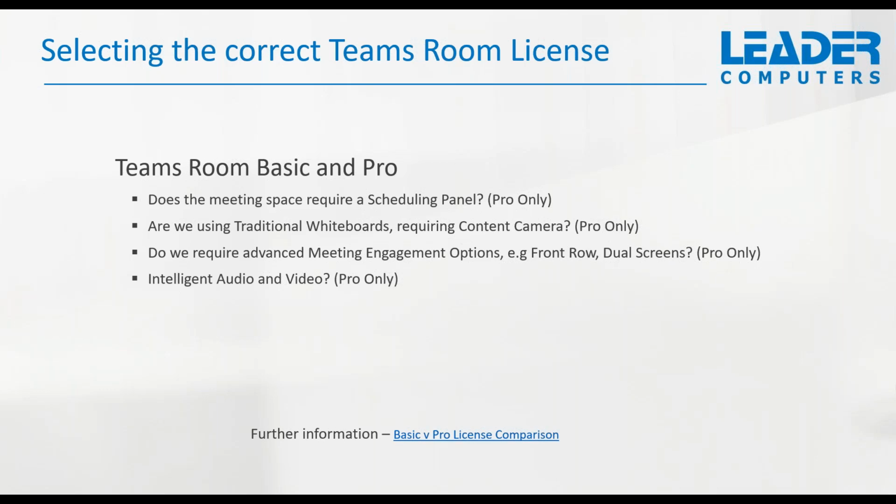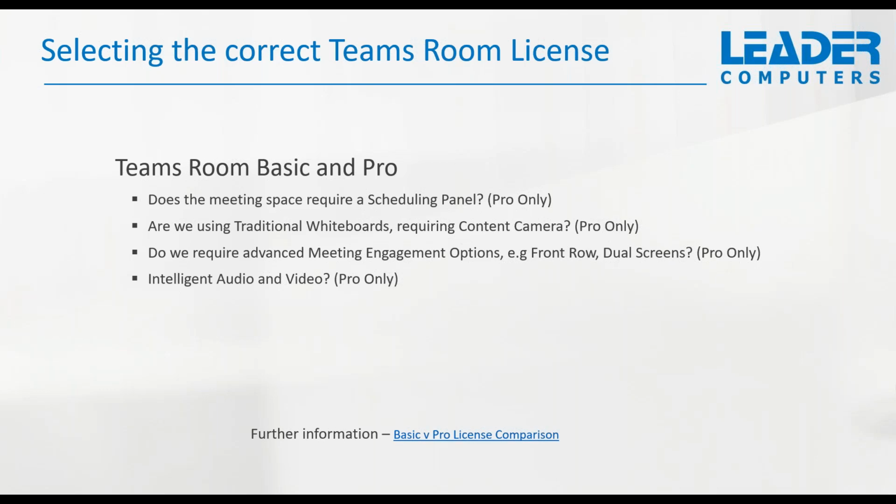The basic license is a free license that you can get from Microsoft, and every Microsoft tenant will have a minimum of 5 basic licenses available for free to use on your Teams room devices. And then you've also got the paid version, which is the pro version. With the pro version, there is more functionality available. More features get unlocked in the MTR, but there's also a whole bunch of management features from the Teams admin center that you can utilize if you're using a pro license.